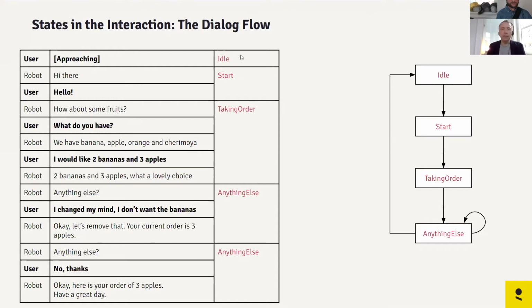And we can see here that, okay, first the robot is idle, and then when the user starts interaction, we have some kind of start state. We have a taking order state to take the initial order, and then we are in an anything else state where we try to see if the user wants something more or wants to remove some fruit and so on, until we are done. And you can see I've sketched this state machine to the right here. So you can see that we have the states idle, start, taking order, anything else. We can be here in anything else until the user doesn't want anything else and is happy, and we go back to idle. So what is actually triggering these transitions between these states?